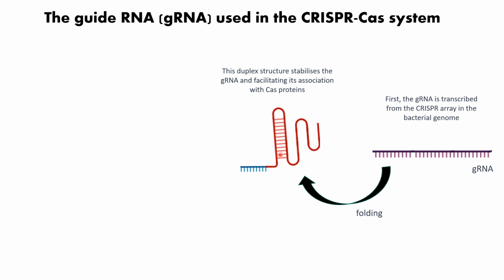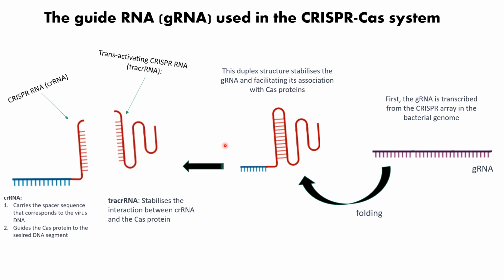Okay, so this duplex structure plays two main roles. The first role is that it stabilizes the whole guide RNA, and also it allows it to bind to Cas protein. So in this form, guide RNA cannot bind Cas proteins. However, in this form, they are more stable and they can bind the Cas protein. So this structure is separated into two main parts.